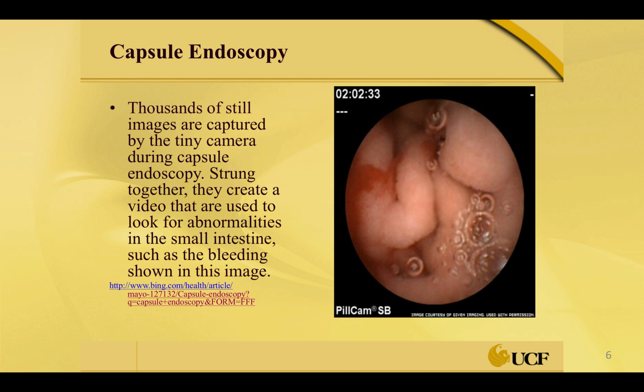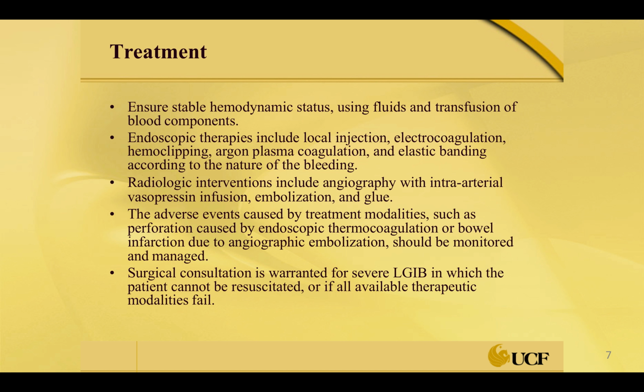Really quick, for capsule endoscopy, thousands of still images are captured by a tiny camera during capsule endoscopy. It's an incredible technology. Strung together, they create a video that is used to look for abnormalities in the small intestine, such as bleeding, like the one shown in this image. Pretty neat, right? Very accurate, and very low invasiveness.